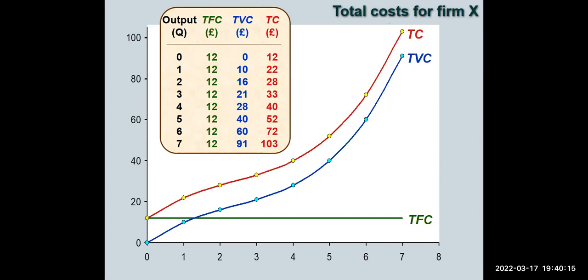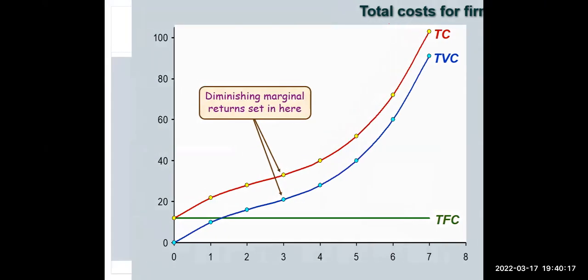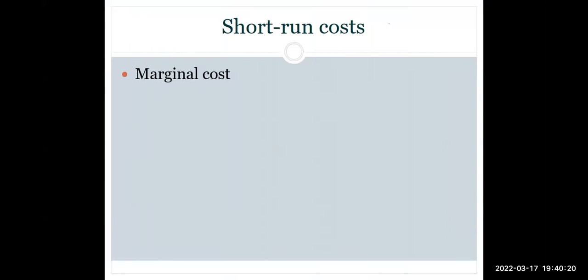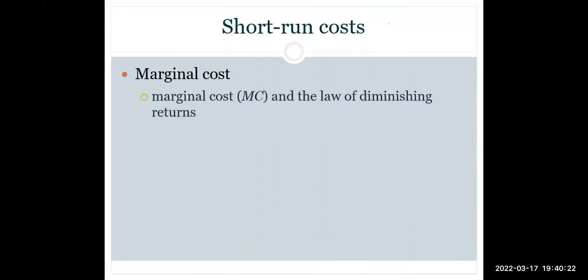So when you will be dividing the fixed cost with the number of units that you are producing, then it will actually give you the average fixed cost, and that will keep falling.